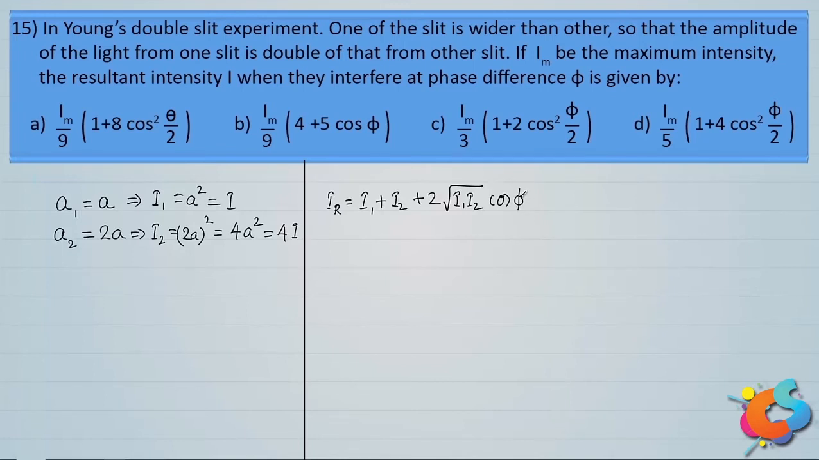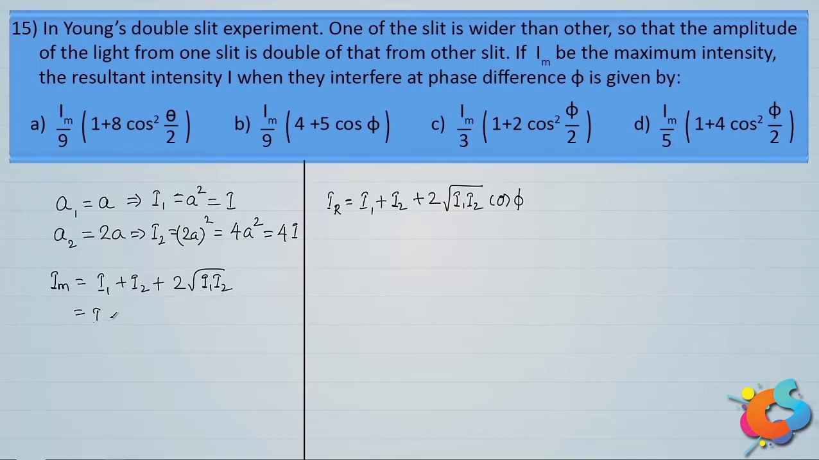If this is the expression for resultant intensity at any point where the phase difference is phi, then you can write an expression for maximum intensity, given to be Im, as I1 plus I2 plus 2 root I1 I2. That's all, because for maximum intensity your phase difference should be 0 or 2n pi in general, and cos phi should be equal to 1. So Im is simply I1 plus I2 plus 2 root I1 into I2, and since we already know the expressions for I1 and I2, let me substitute.